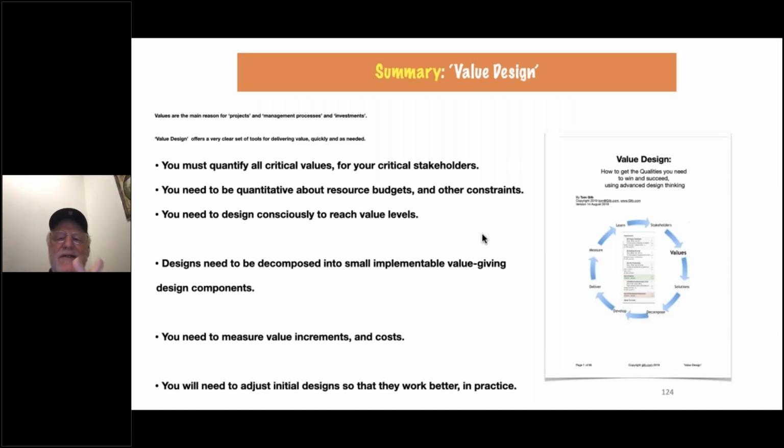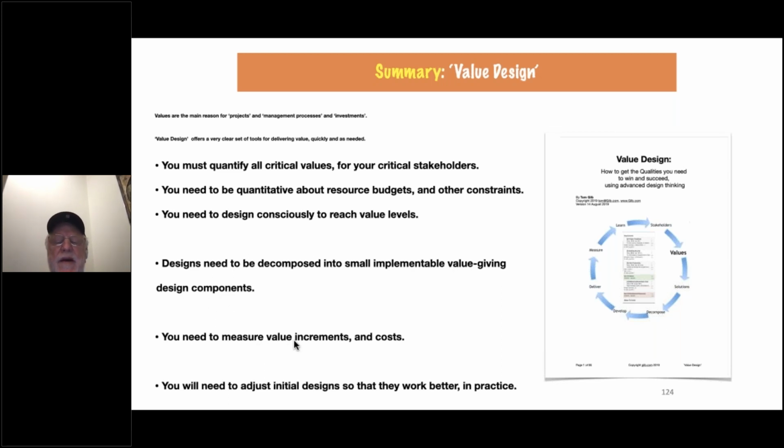So, going into the home stretch, about 3 minutes left. Summary of value design. You must, in my opinion, otherwise you're a joke, quantify all critical stakeholders' critical values. That's your starting point for design. You need to understand quantitatively your resource budgets, short-term and long-term, like technical debt and other constraints. You need to design consciously to reach the value levels that you have specified that your stakeholders want for success. You can decompose designs into small, implementable, value-giving design components.